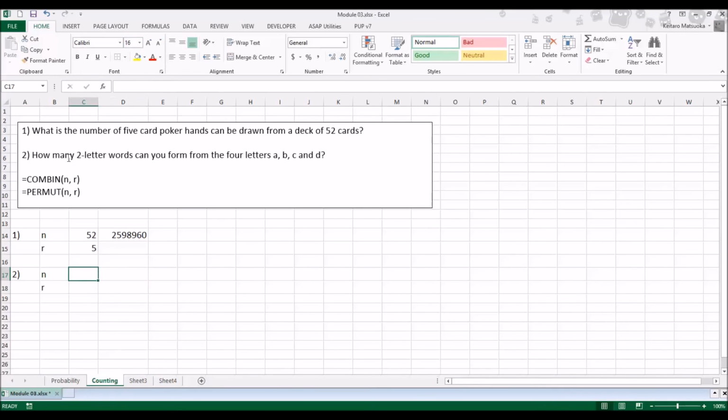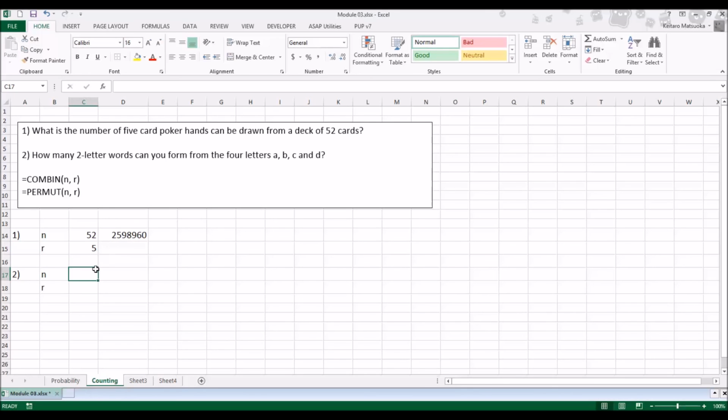for number 2, how many 2-letter words can you form from the letters A, B, C, and D? And let's assume that you can create any letters. So in this case, I'm going to use permutation because, say, the words like A, B will be different from B, A. So the order does matter. So I'm going to use permutation.